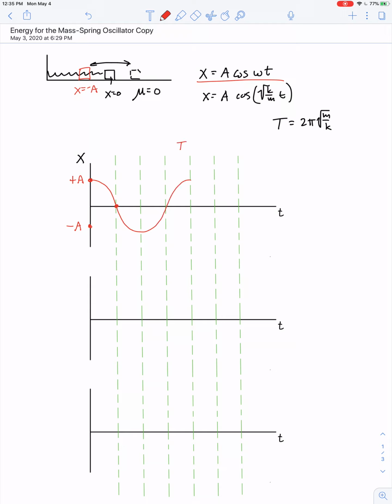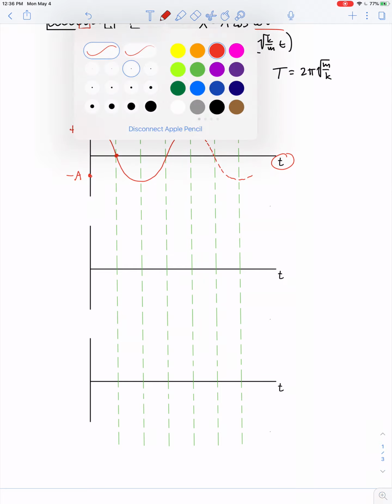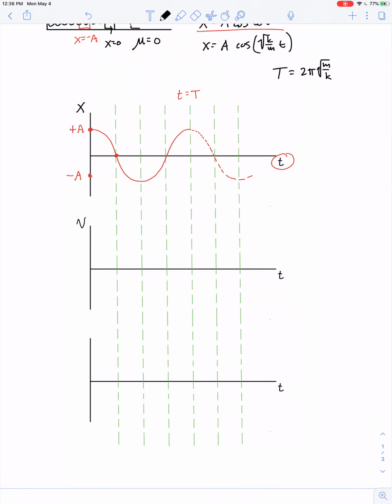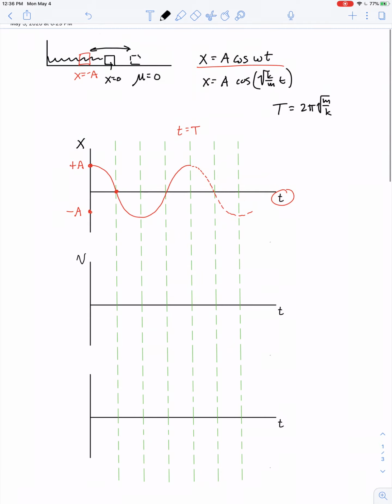There's t, let's write it like this. There's lowercase t equals capital T. When the time is exactly one full period, then we complete one complete cycle, and the graph, of course, is going to continue on. So what about a graph of velocity versus time? Well, to get velocity, we take the first derivative of position with respect to time. So v would be equal to negative omega A sine omega t. So a graph of negative sine.